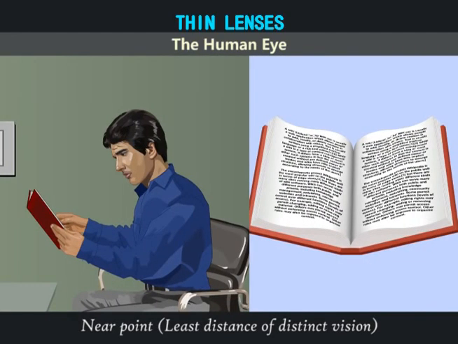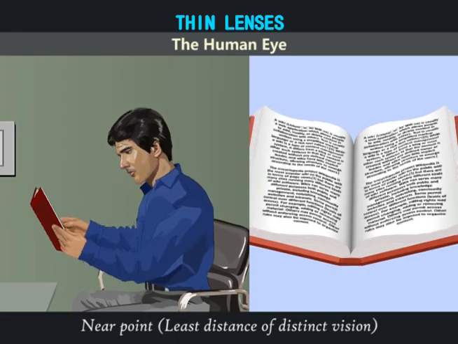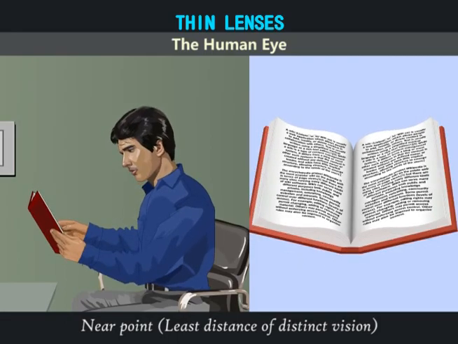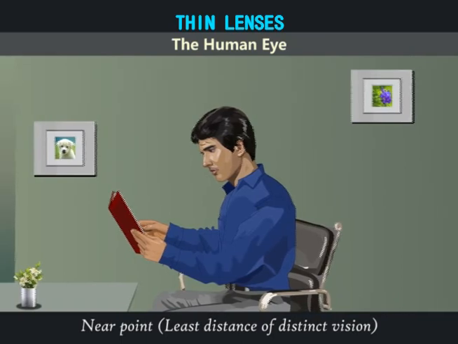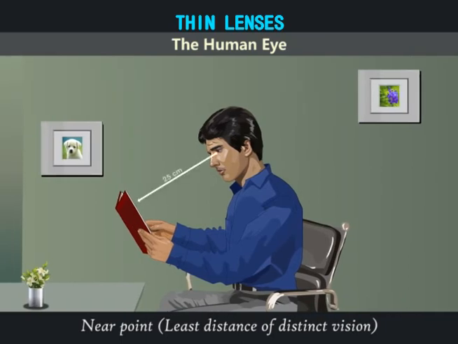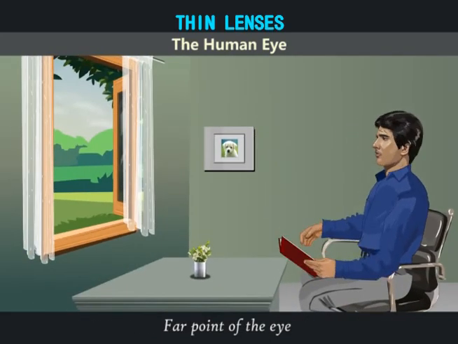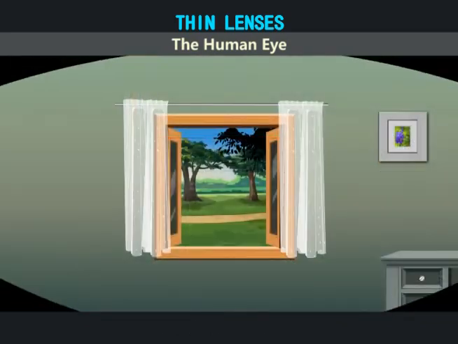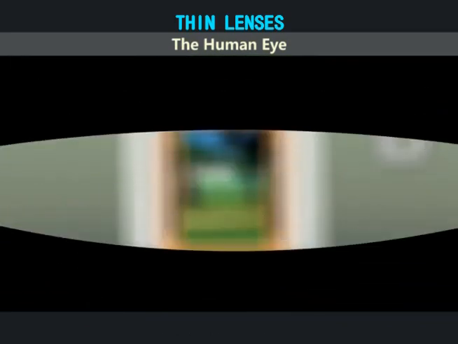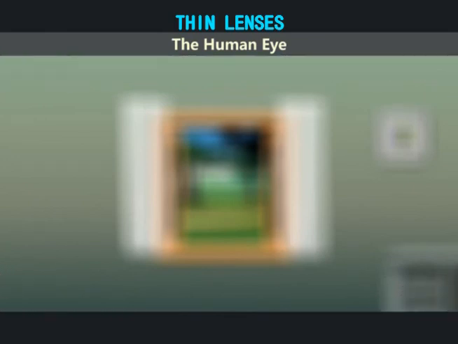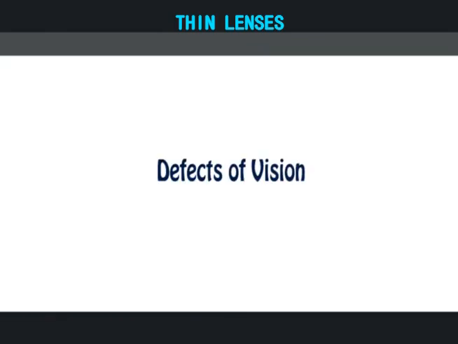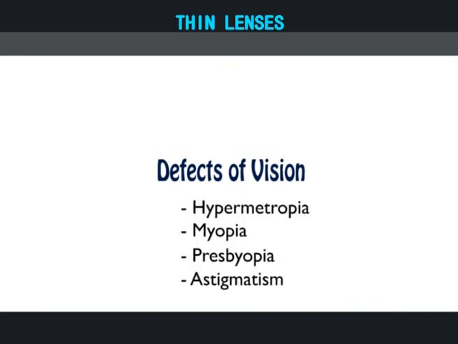The minimum distance at which the eye can see objects clearly is called the near point, or the least distance of distinct vision. For a normal eye, it is about 25 centimeters. The farthest distance up to which the eye can see objects clearly is called the far point of the eye. In a normal eye, it is between 25 centimeters and infinity. The eyes can gradually lose their power of accommodation, resulting in blurred vision due to refractive defects. There are four main types of defects of vision.